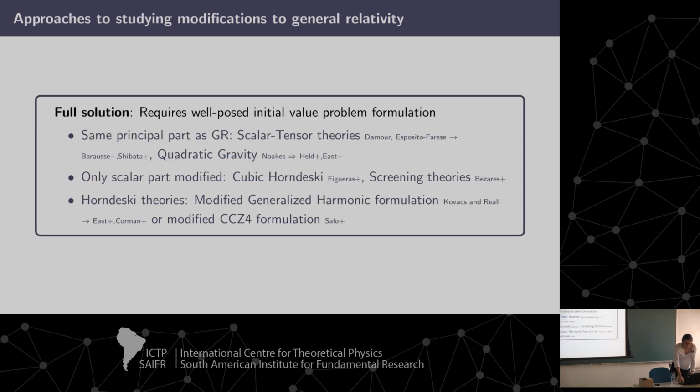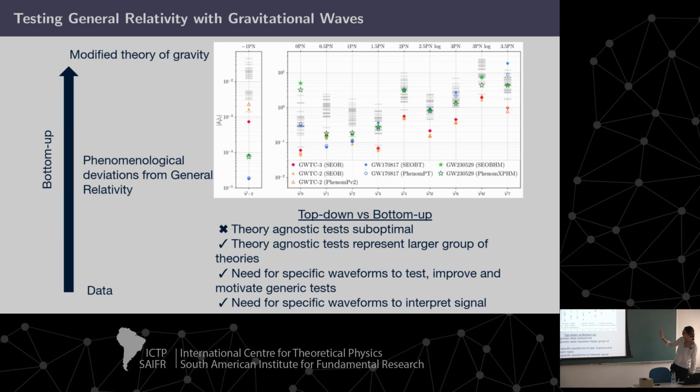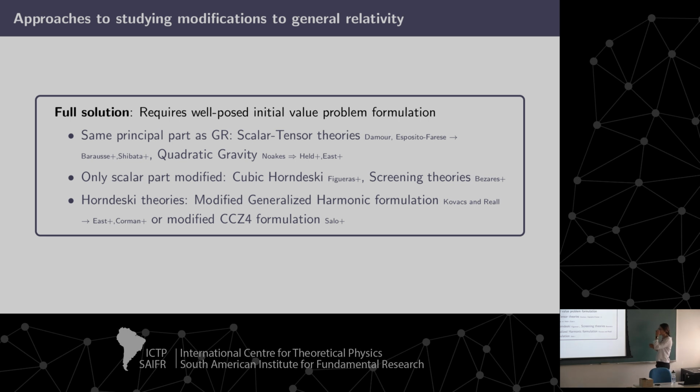But okay, so now I want to tell you a bit more about the progress in terms of getting the merger signal in beyond GR theories. So the community has been coming up with like 3 different approaches. The first one is that you just restrict yourself to theories that possess a well-posed initial value formulation. And I don't want to get into the technical details of this, but this is just saying that we can predict what the signal looks like.